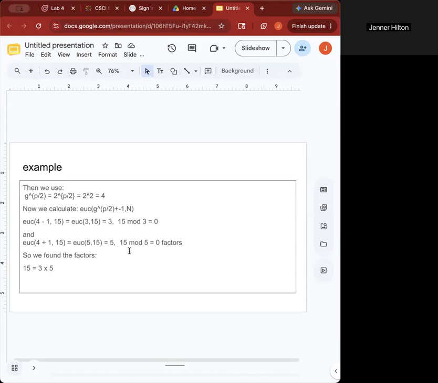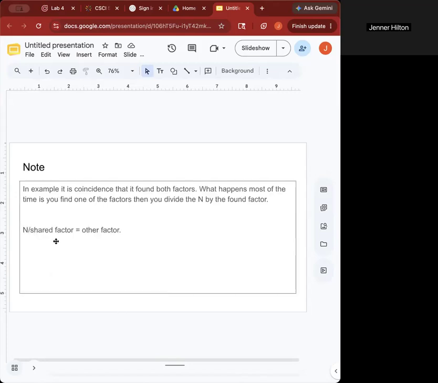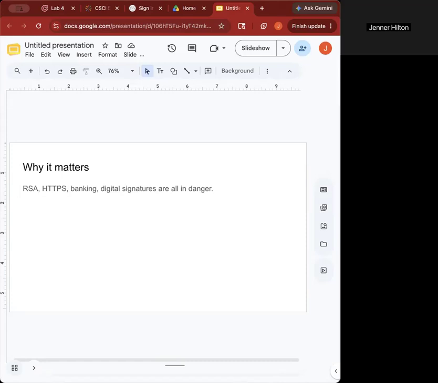That's not always the case, and I do want to note that this is a coincidence, and you would actually take your found factor and divide the main number by the found factor to find the other factor.